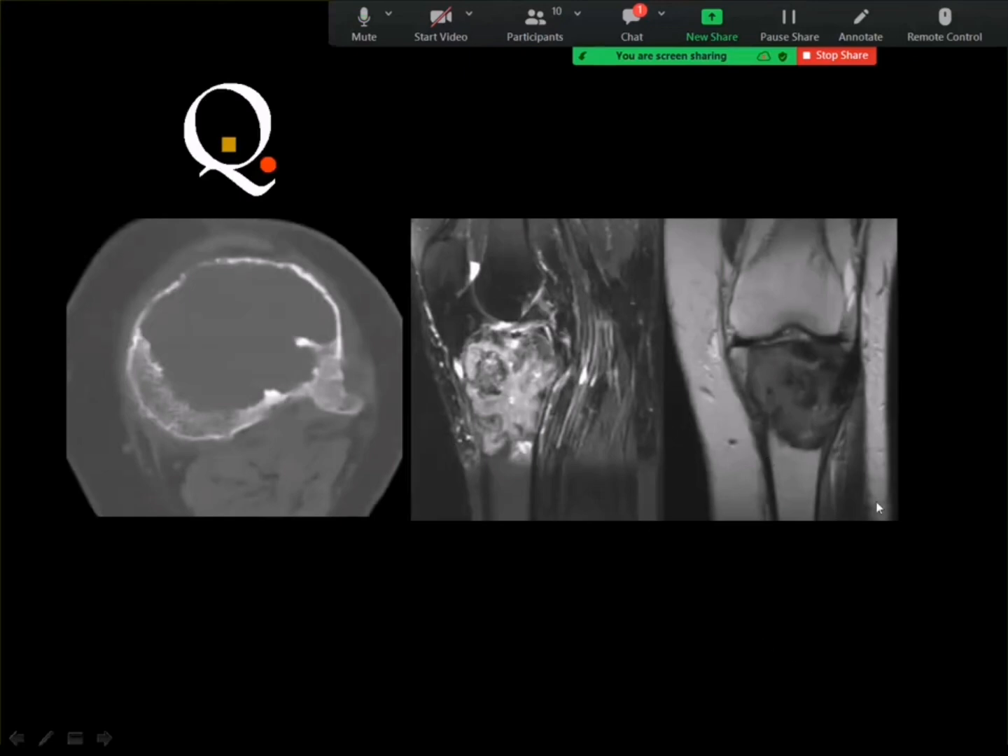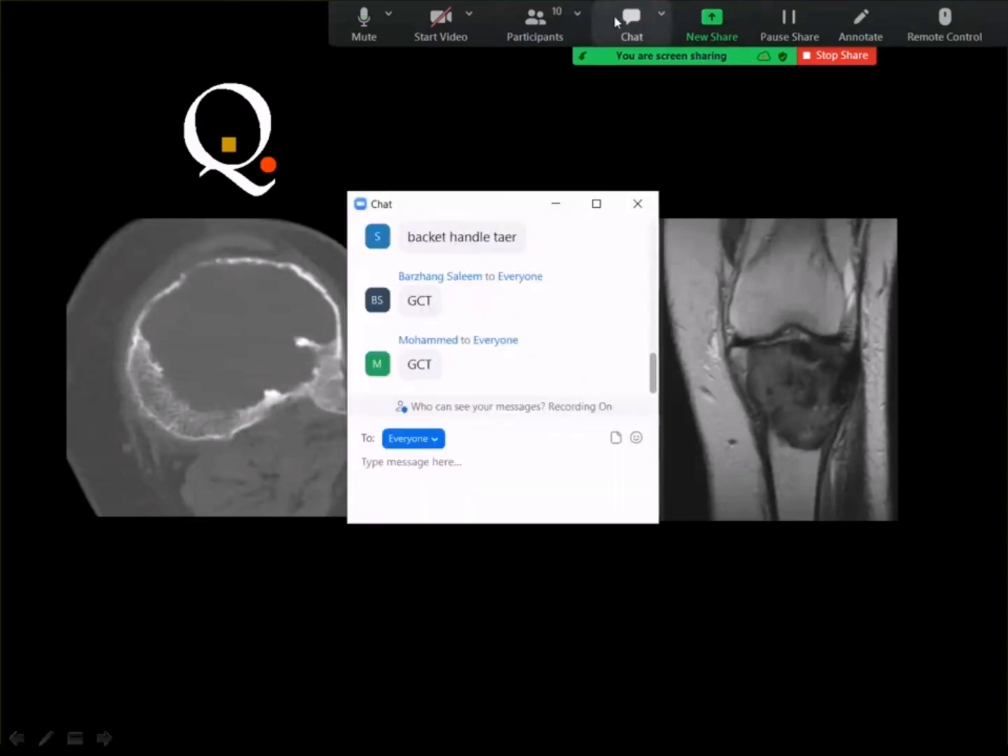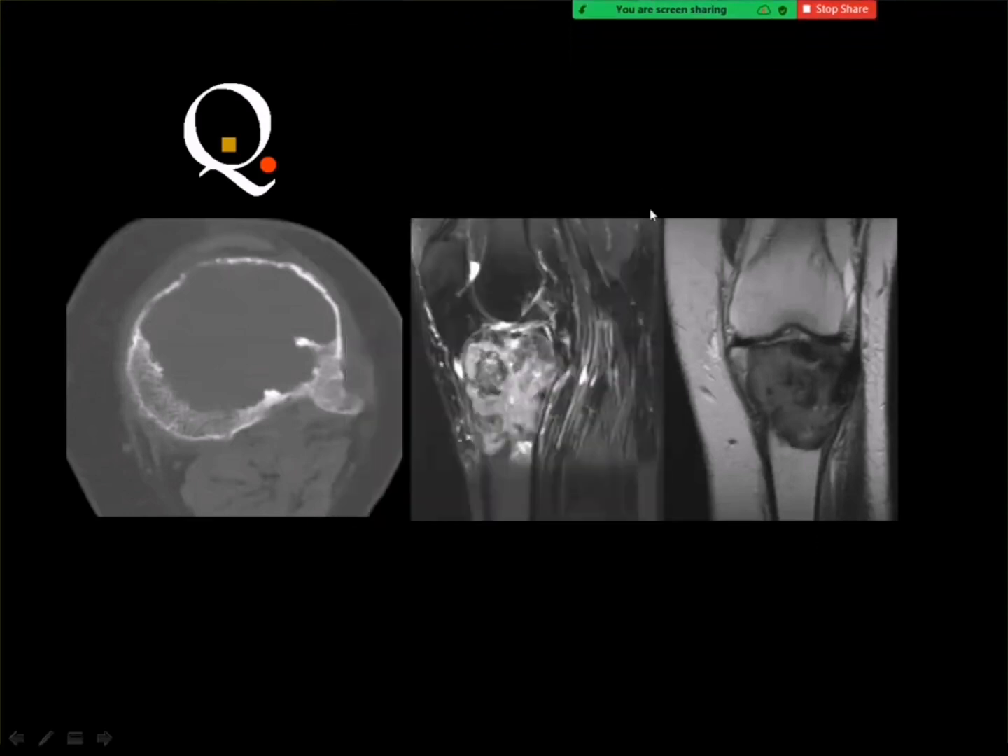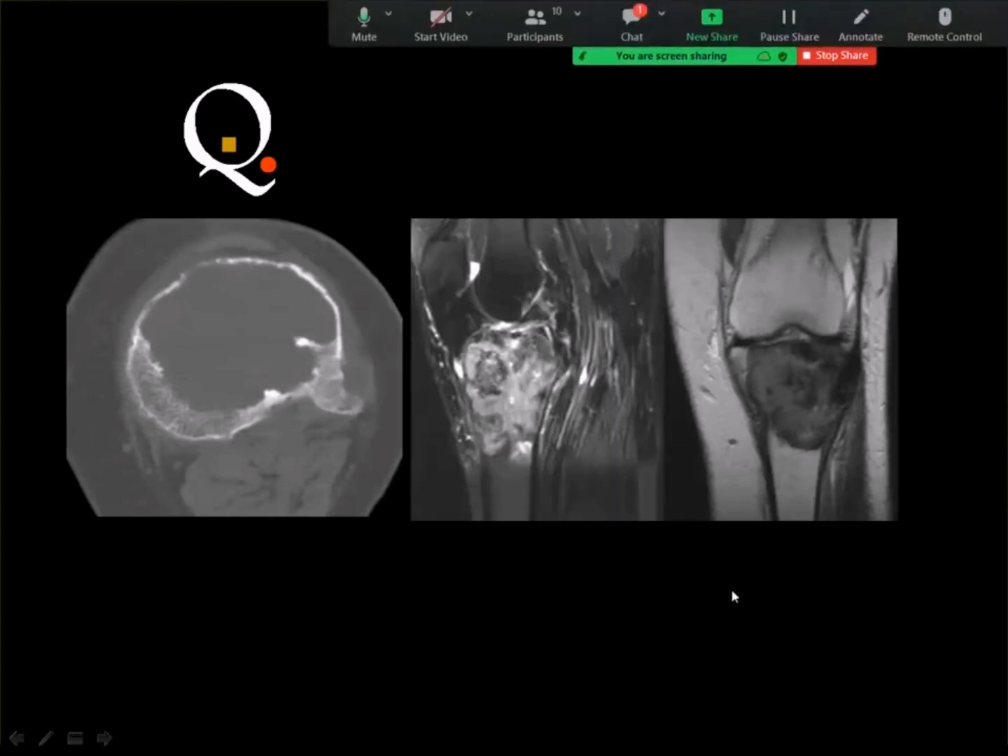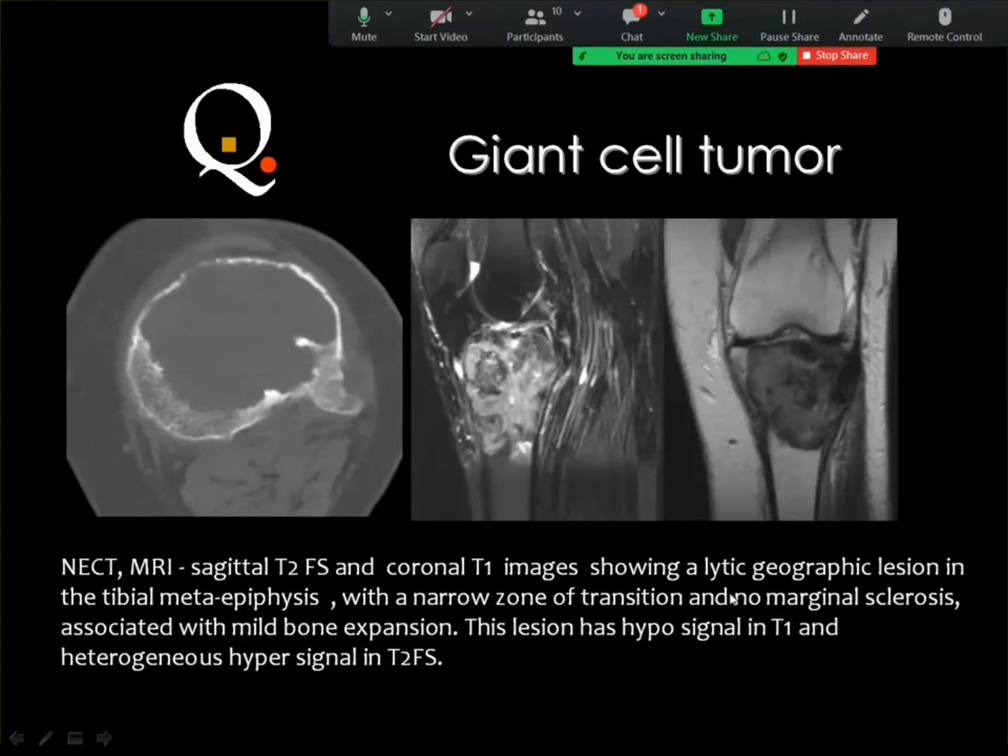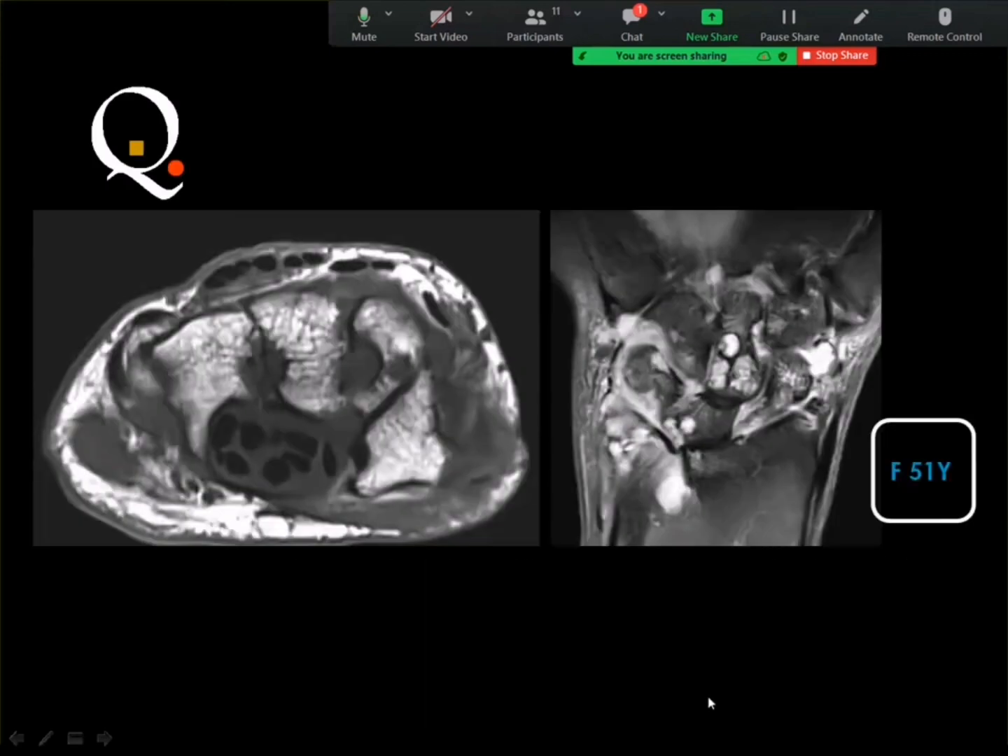Then this is the CT scan, sagittal STIR and coronal T1. Yes, giant cell tumor, yes, and this is a good answer. And you see an osteolytic lesion with a rarefaction of the cortex, and the lesion is reaching the articular surface, which is diagnostic of giant cell tumor.